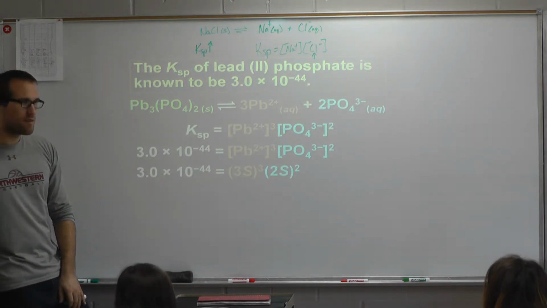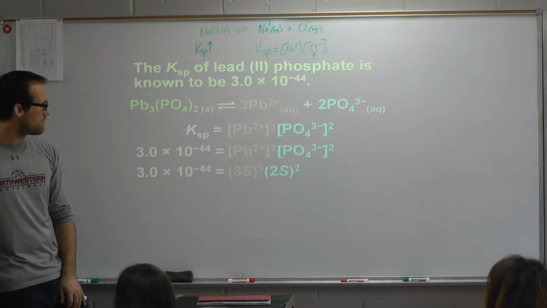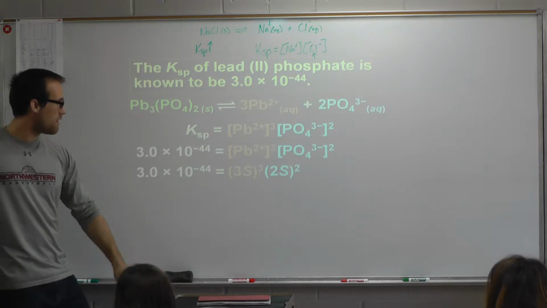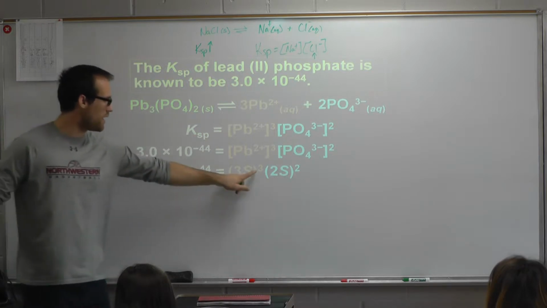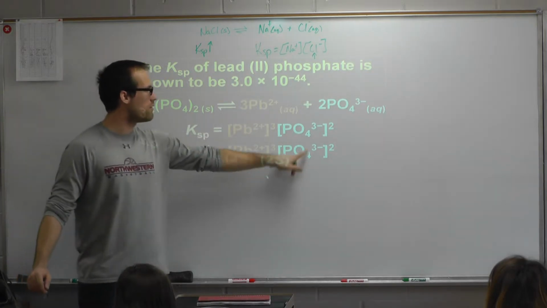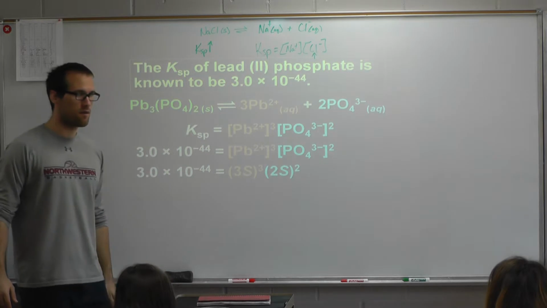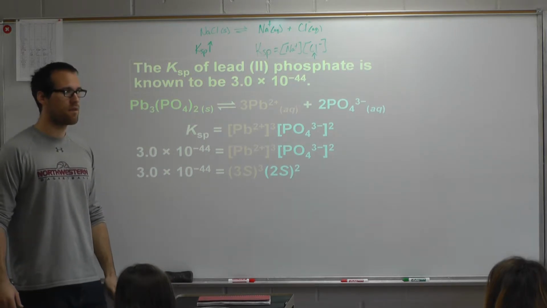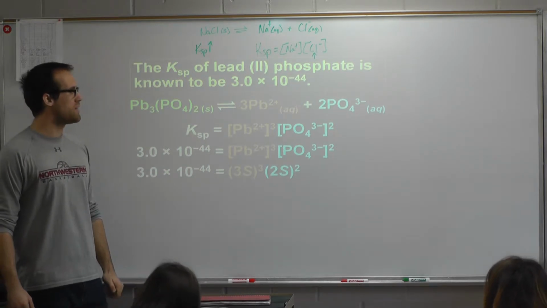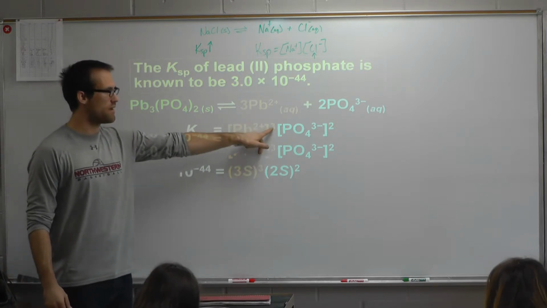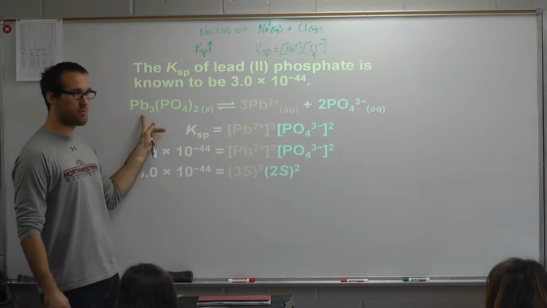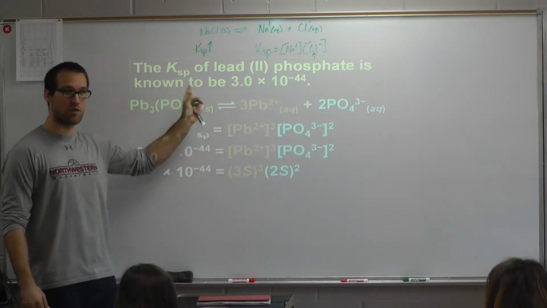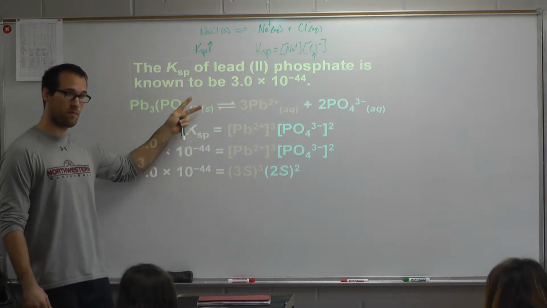Wait, why did you put the exponent there? Which exponent? 3 from there, 2 from there. Why did you keep the coefficient? Because when we're writing the equilibrium expression, the exponent comes from the coefficient, but we also have to take into consideration that when this breaks apart, it breaks up into more particles. So it's twofold. Okay?